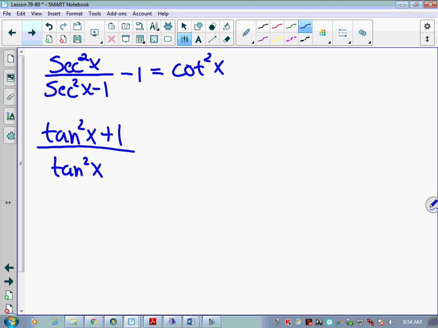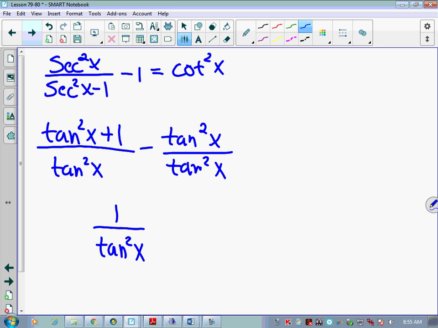Because we're trying to get things in terms of cotangent, the easiest way to do that is to get things over into terms of tangent. For instance, even this negative 1, we can change to tangent squared x over tangent squared x because it's an identity that equals 1. Now, what's nice about doing it this way is that I have a fraction with a common denominator. So I can take tangent squared x plus 1 minus tangent squared x, right? So what's going to happen with the numerator? We'd end up canceling out a tangent squared x. Is that correct? So I'm going to end up with 1 over tangent squared x, and that equals cotangent squared x. So that's the answer.